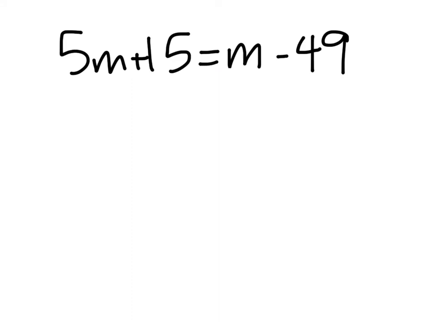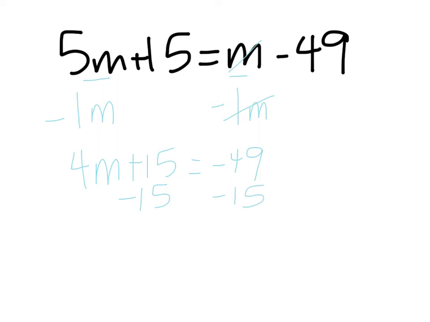And our last example, I have 5m and m. So I'm going to subtract my m because that's like a 1m to get rid of it. And I subtract a 1m over here. So I have 4m plus 15 equals negative 49. Subtract 15 on both sides, and 4m equals negative 64. Divide both sides by 4, and m equals negative 16.